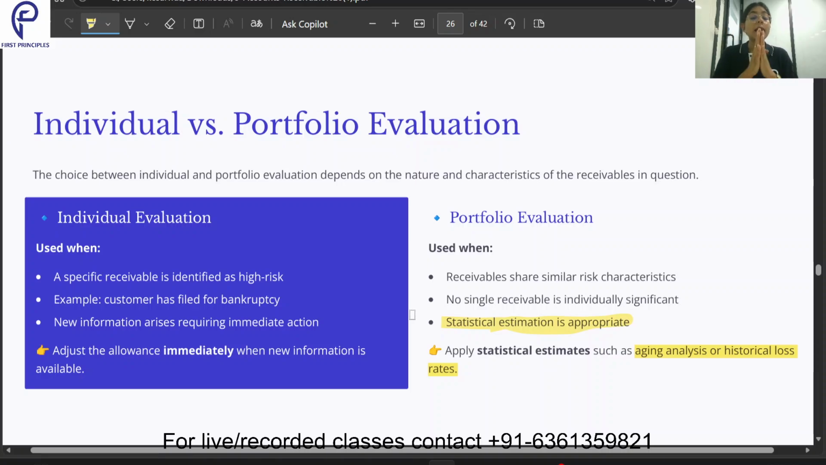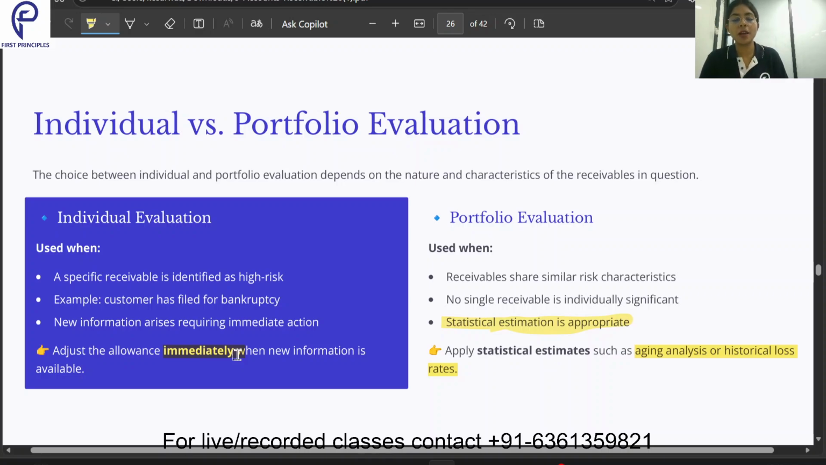So how do we do that? In case of individual evaluation, we do it in the scenario when a particular customer has filed for bankruptcy, or there is information from outside that this customer has a huge number of debts and is not able to pay them off, and we are supposed to get a large amount of money from them, a large amount of receivable has been allocated to them. In that case, we adjust the allowance account immediately. As soon as we get this information, we adjust the allowance account for that particular customer at that moment.